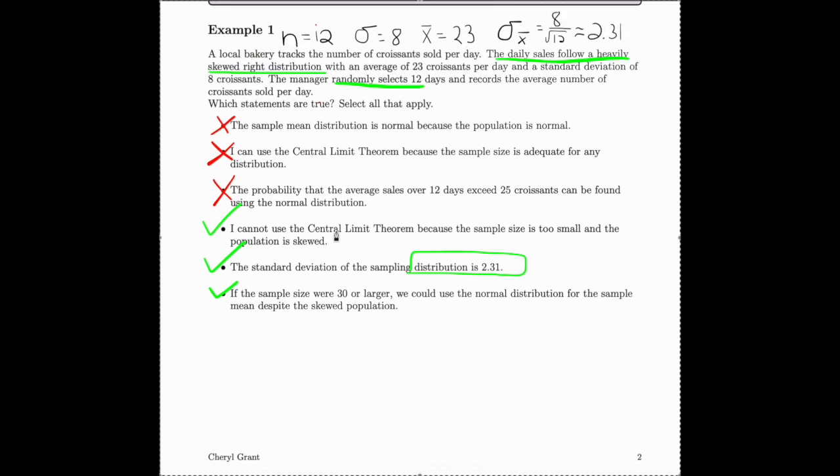Because this is skewed right, in order to use the central limit theorem, we would have to be able to meet the other condition, which would be that the sample size needs to be 30 or bigger. And that's what this is saying. If the sample size was 30 or bigger, we could use the normal distribution. This is saying then the central limit theorem would be applied, and this is true.